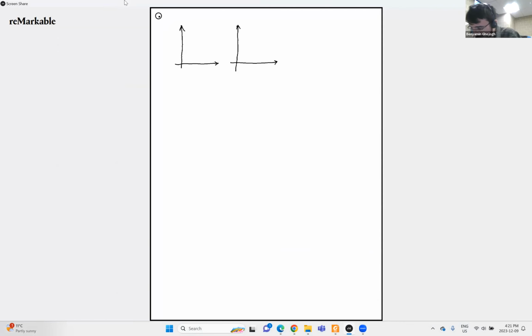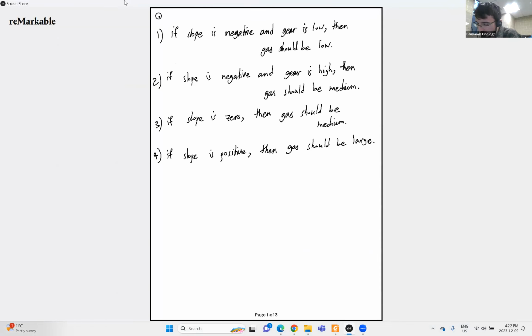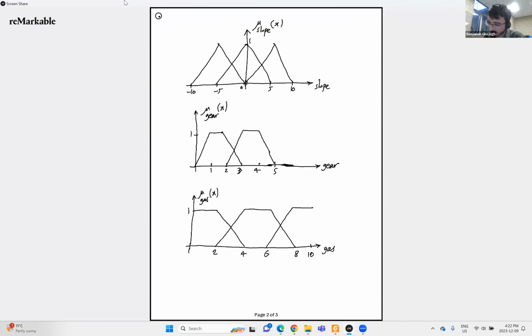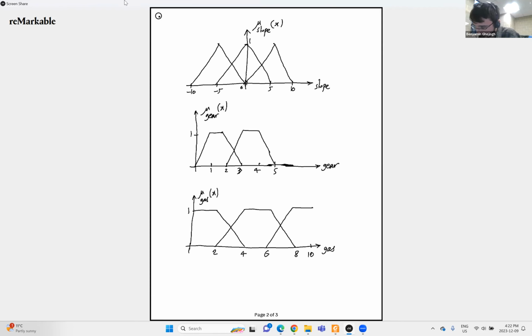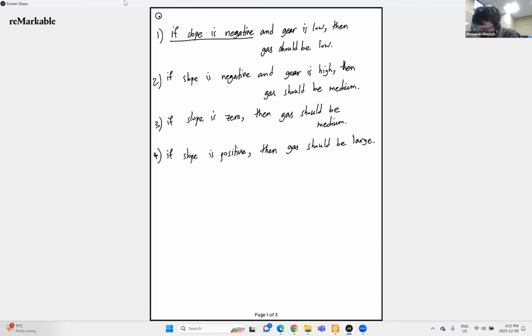Okay, so it says if the slope is negative, right? What does it mean? A negative slope is this, -10 to 0. So this is negative, right? By the way, I can write these things on top of them. I forgot. So this is negative. This is 0. This is positive. Here is low, high. Gas was low, medium, large, right?